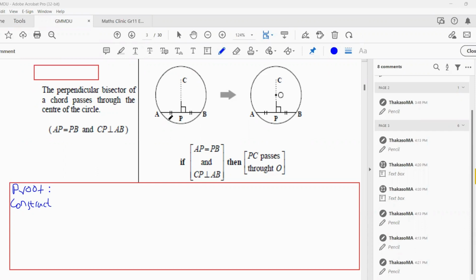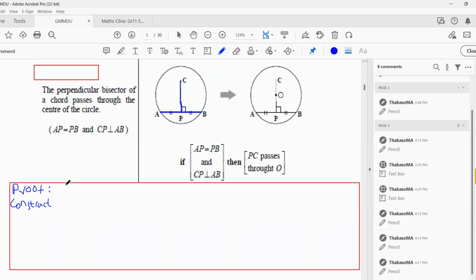What are we given? You are given what we were supposed to prove in theorem 1. Now you are given that AP is equal to PB. Remember theorem 1, we had to prove that. Now it's given. And then we are also told that line CP is perpendicular to AB. So we need to prove that line PC is passing through the center of a circle. How do we go about that?